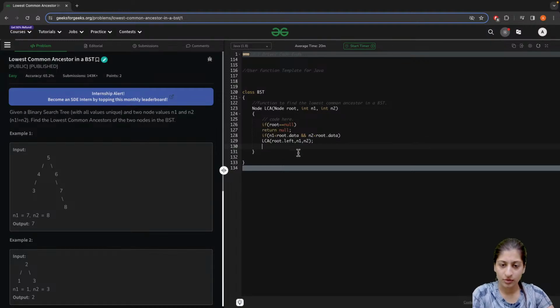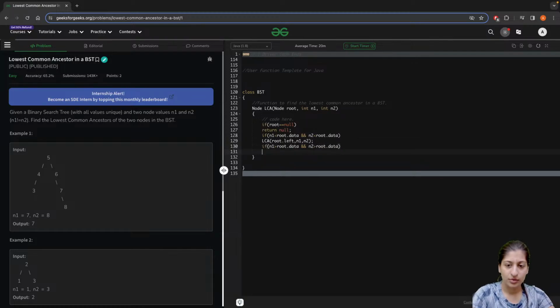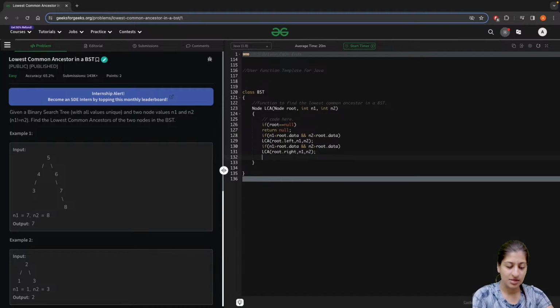If n1 is greater than root dot data and n2 is also greater than root dot data, you make a recursive call to LCA for root dot right, and pass n1 and n2 as it is. In any of the other cases, finally you return root. Also, you have to make sure that you are returning the values that you're getting from there. Let's check.